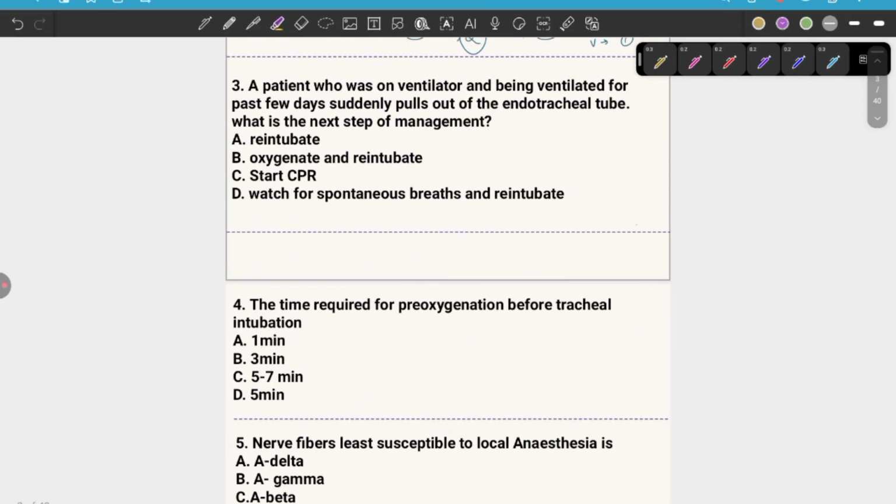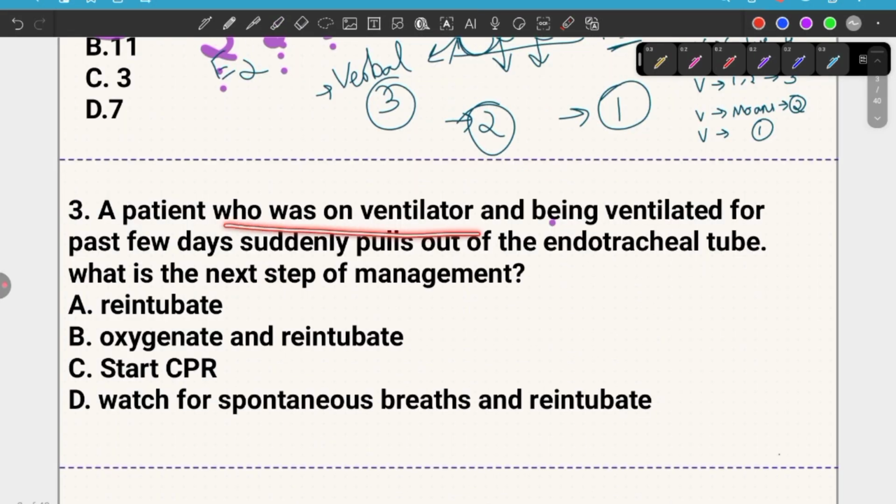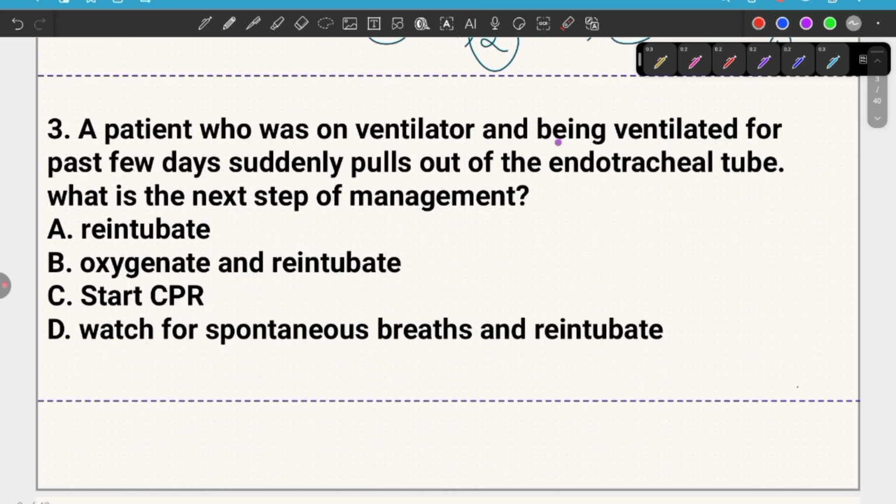Next question, third one. A patient who was on ventilator and being ventilated for the past few days suddenly pulls out the endotracheal tube. What is the next step? If you have worked in an ICU sector, you will know some of the patients who were on the ventilator for many days, then suddenly one day they themselves pull out the endotracheal tube. Next immediate step is we have to see whether she or he can spontaneously breathe.